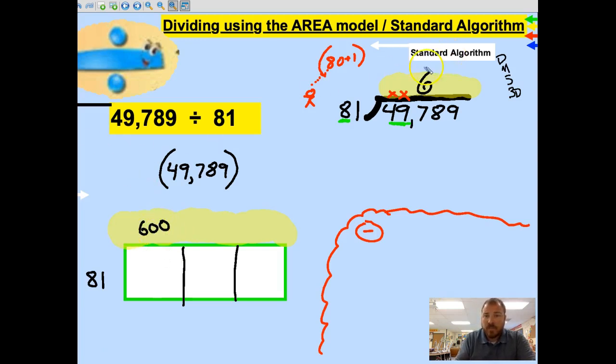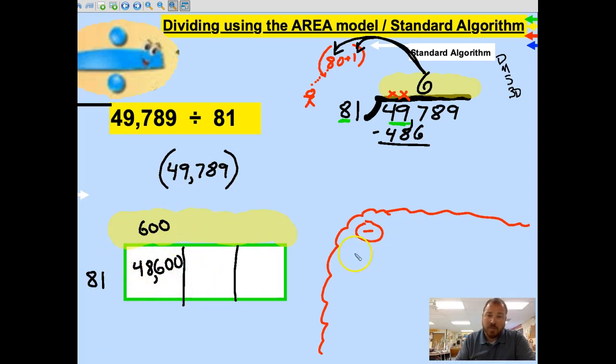Multiplying this out, 6 times 80 is 480, and 6 times 1 is 6. Put those two products together, we get 486. What's nice about this is if I did the multiplication over here in the standard algorithm, of course the same product exists over here in our area model. So I'm going to write down 486. But in our area model, we have these zeros that we have to drop down and include. So how much have we given away of our entire 49,789 already? We've given a significant amount away already.